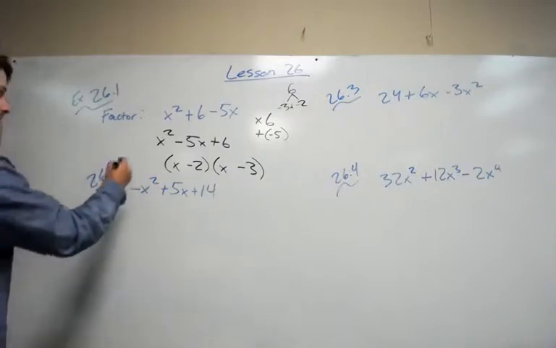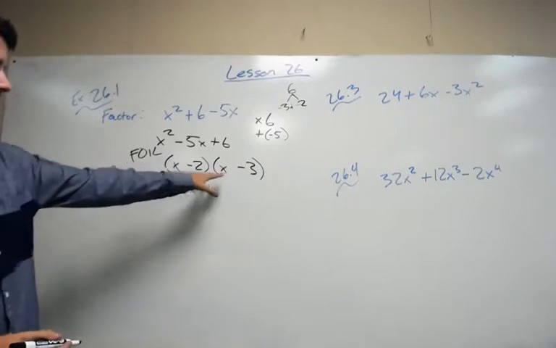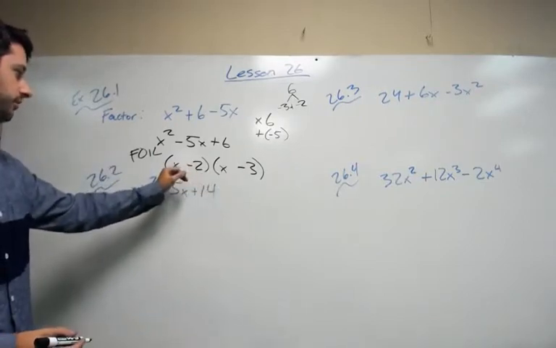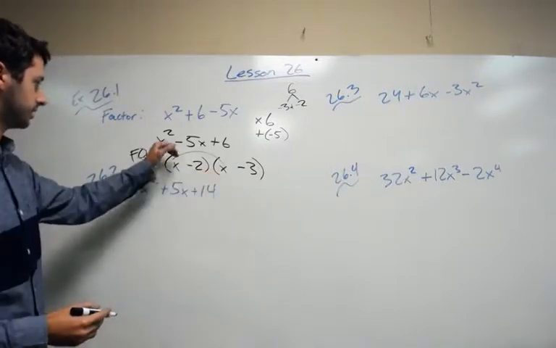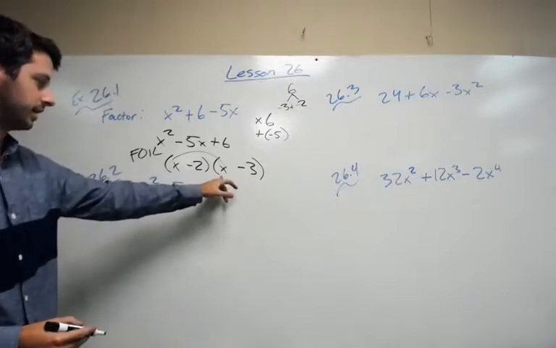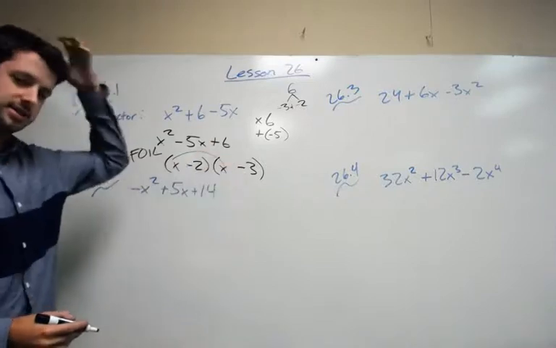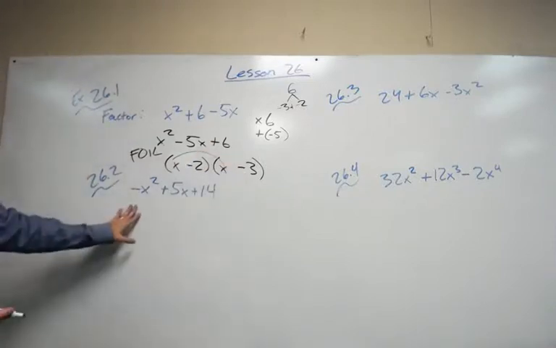Because if you remember, if you were multiplying these two quantities here, you would FOIL it. First would be x times x, x squared, outside, negative 3x, inside, negative 2x. Those combine to be negative 5x, and then last, positive 6. So that is how you factor a trinomial. Let's look at another one.